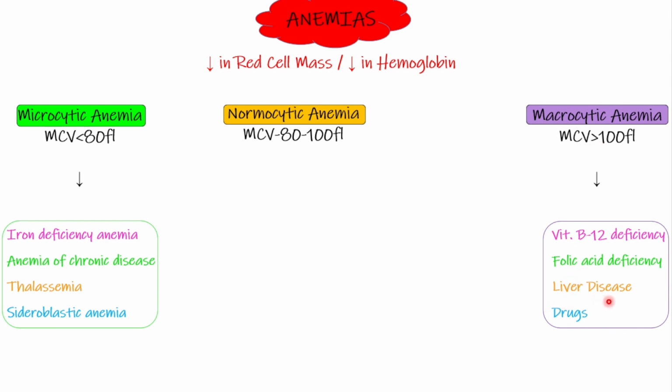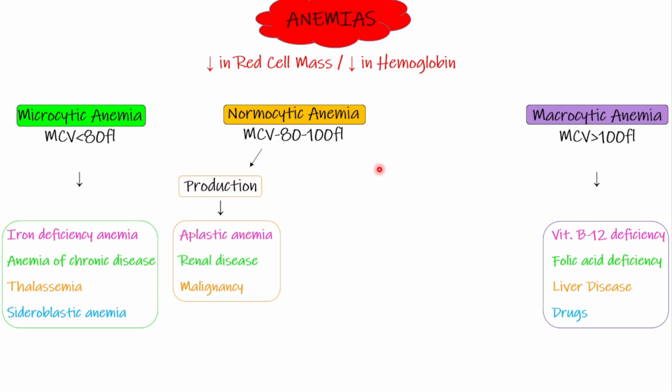Then we have liver disease. In liver disease, there is also deficiency. Liver disease might cause deficiency of vitamin B12 and folic acid, so liver disease can also lead to macrocytic anemia. Then we have some drugs like methotrexate and many others which can cause anemia, and the picture is macrocytic in this case. Then we have normocytic anemias.